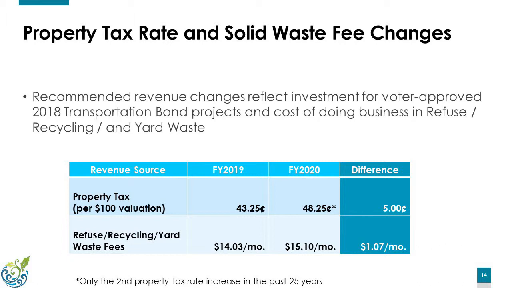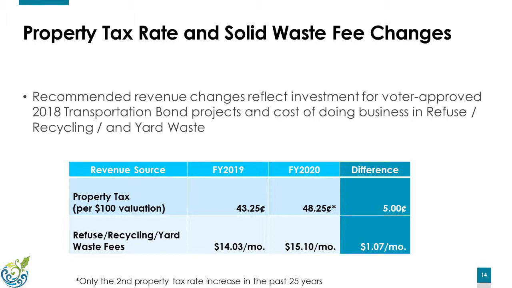So from the property tax per $100 valuation, the recommendation is for the rate to increase from 43.25 cents to 48.25 cents. And again, that's a 5-cent difference. And again, as I mentioned at the start of the presentation, this is only the second property tax rate increase in the past 25 years. So it would be this one, and then the property tax rate increase that the council did in 2012, a 2-cent increase related to parks and recreation bonds.